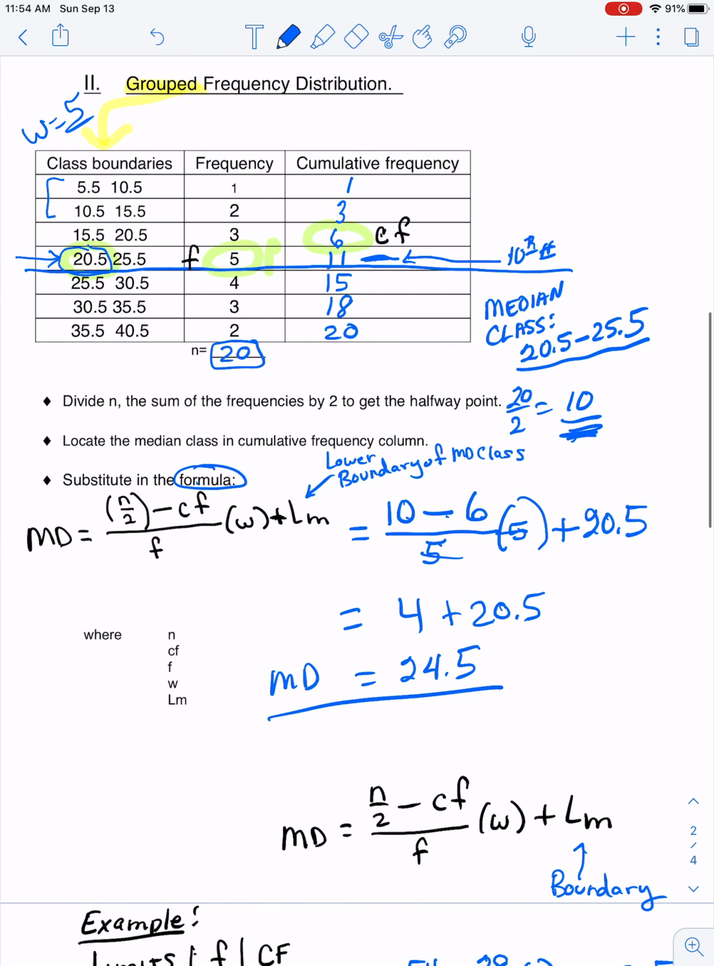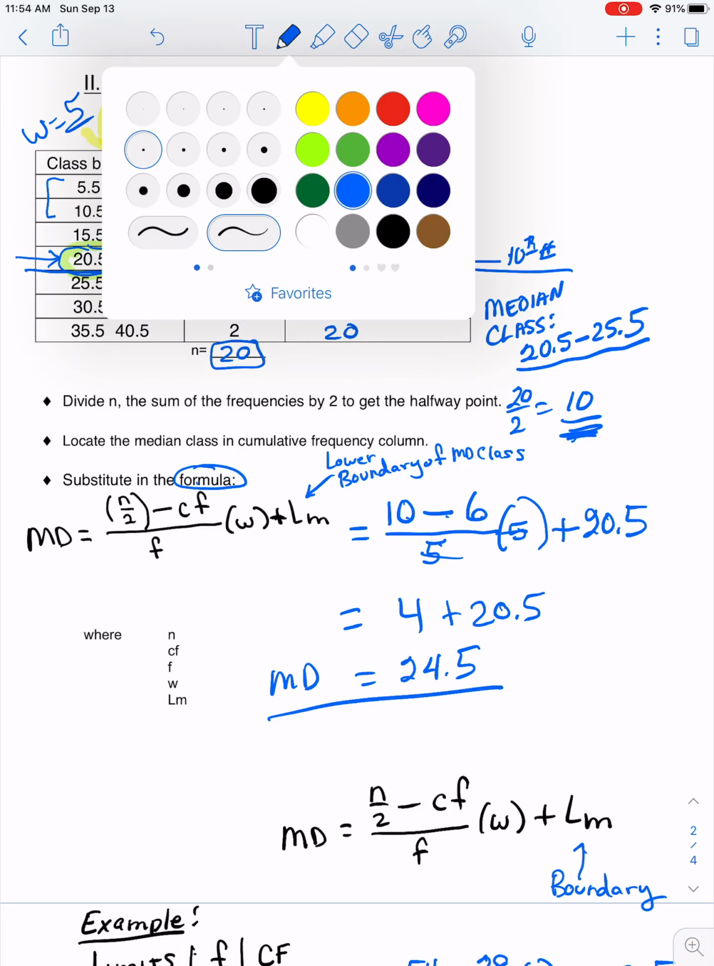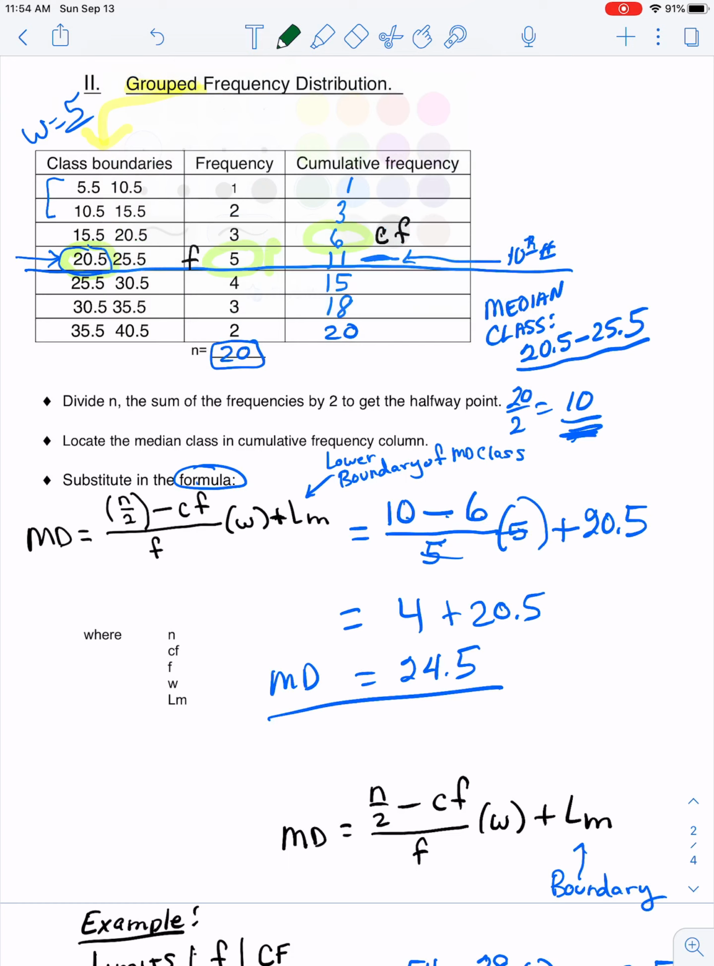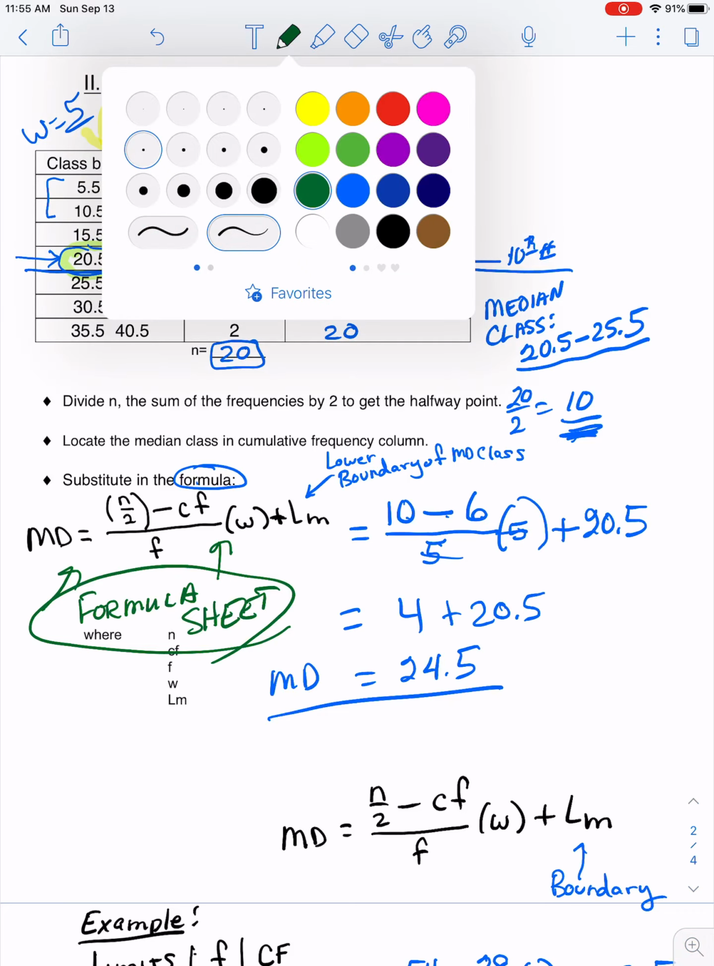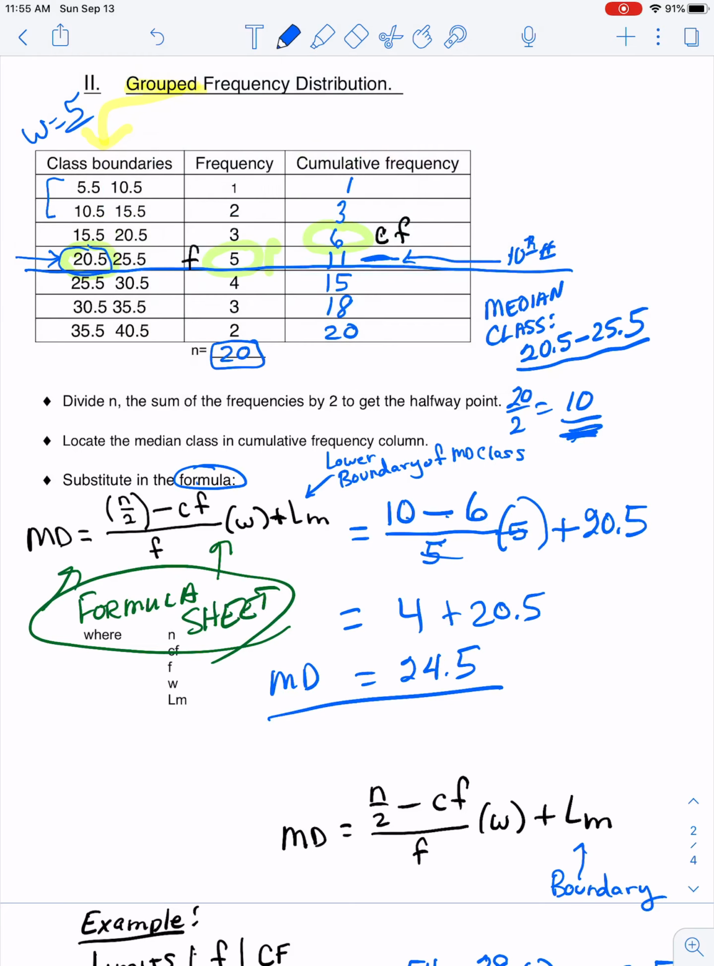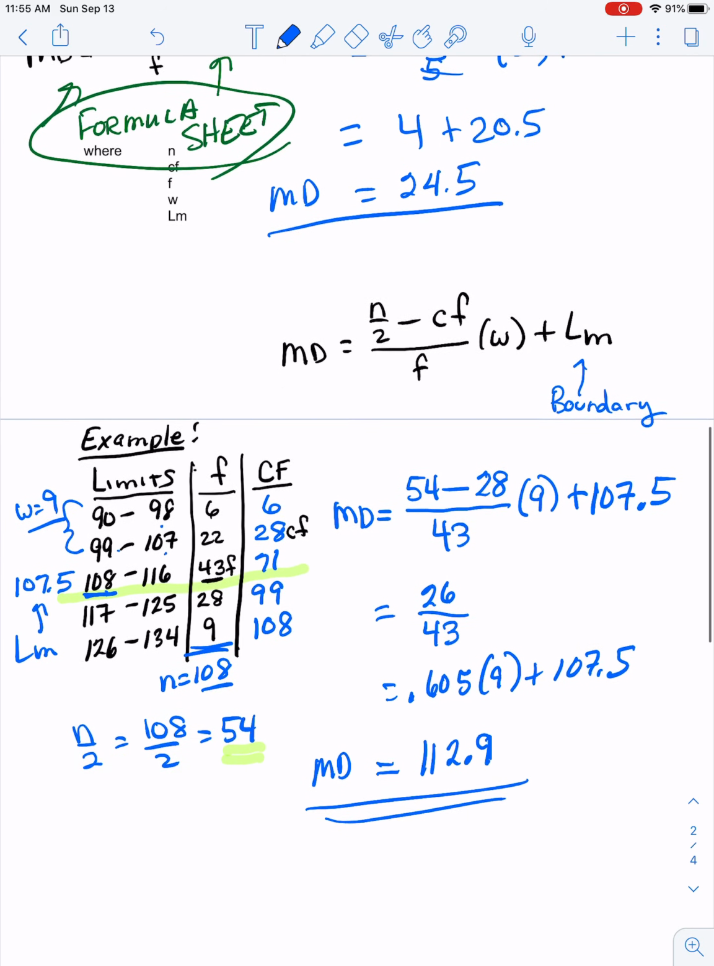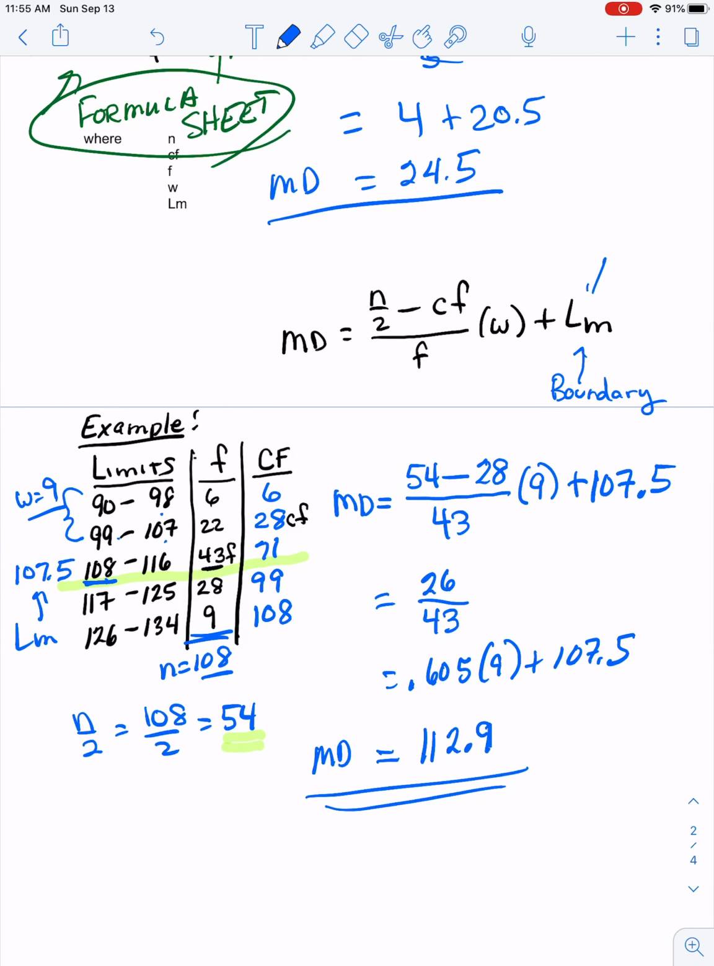Grouped is a little more complicated because we're trying to learn about this new formula, and yes, you can put that on your formula sheet. I didn't say it, but absolutely. Okay, so this guy here can be on the formula sheet. That is a definite formula sheet item. Okay, that whole thing. And otherwise, I think we're just going to have to work on this a little bit and get used to the formula. Just make sure when you put the LM value in, you're using a boundary number.